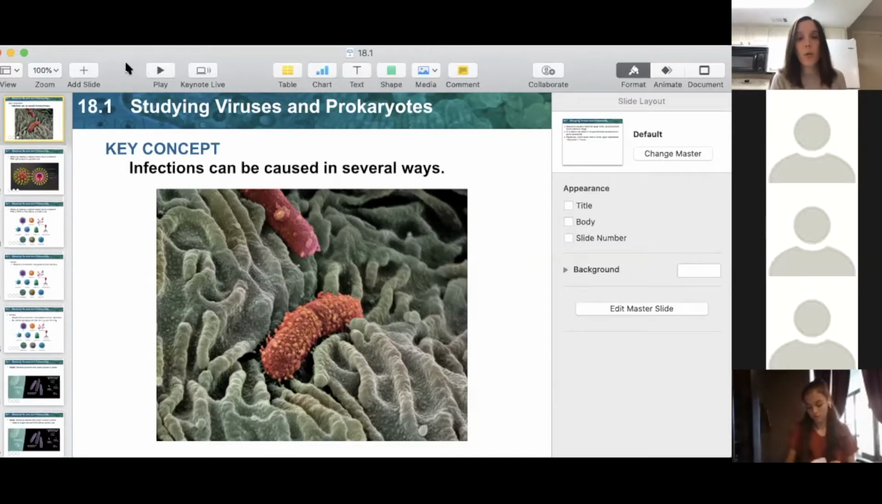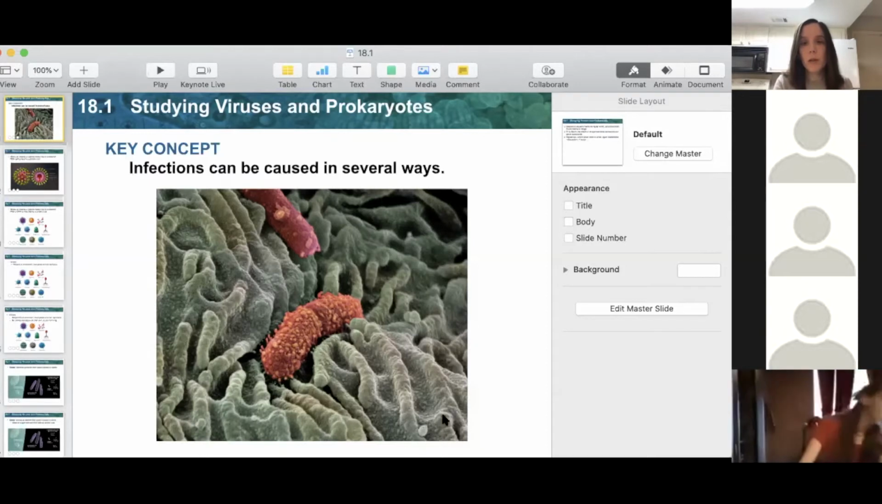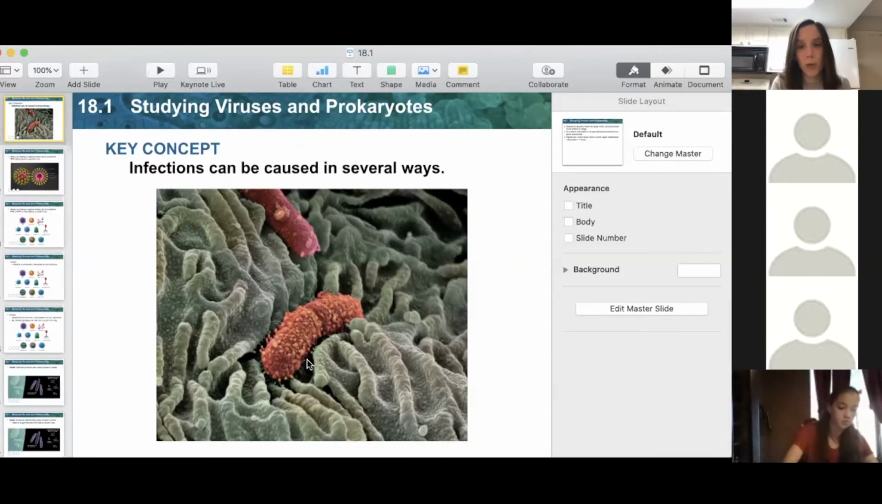So 18.1, studying viruses and prokaryotes. The key concept is that infections can be caused in several ways. This is a picture of the esophagus. It's the tube that sends food down to your stomach. And there's bacteria lining the esophagus. That's what you see in the purple and red on here.